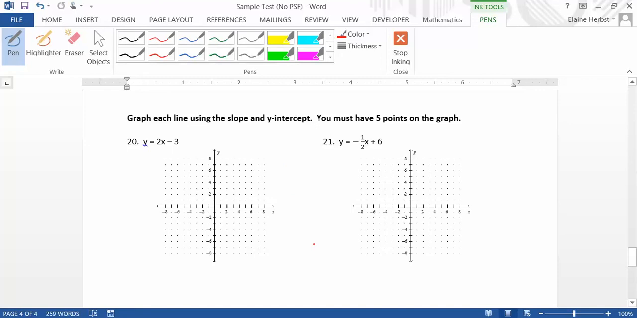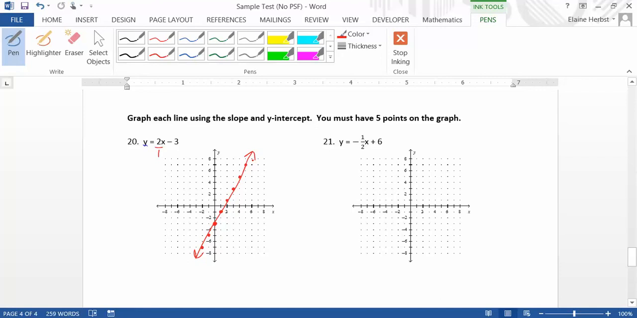Finally, graphing using slope and y-intercept. Remember, you have to have 5 points on the graph. So for number 20, my y-intercept is the number in the back. Remember, that's always where you start, so we're starting at -3. My slope is 2 over 1, and it's positive, so I'm going up 2 and over 1 in the positive direction. You only need to have 5 points, but I oftentimes like to go all the way through the graph. It's good practice. And then we connect our dots, and we have our line.